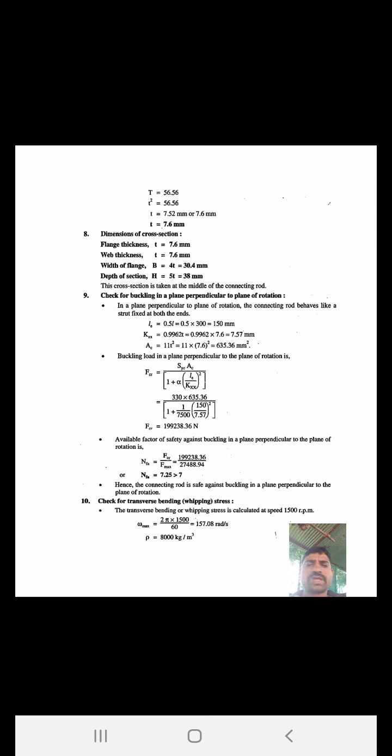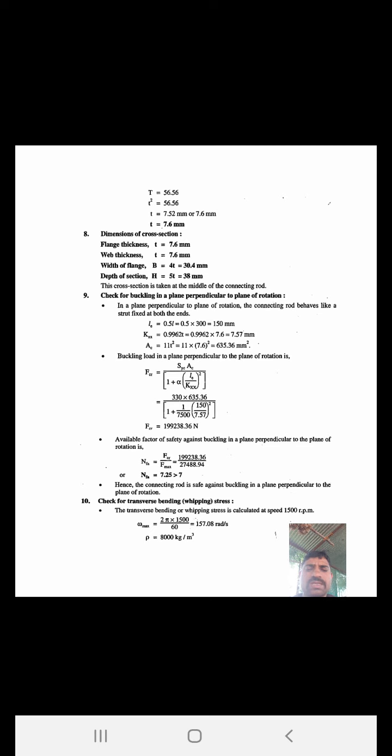You should calculate two values here, the Fcr value and the F max value. With the help of that you should check both values. Here Kxx also we want to calculate. If you take the ratio of both values, then check which is the greater value.